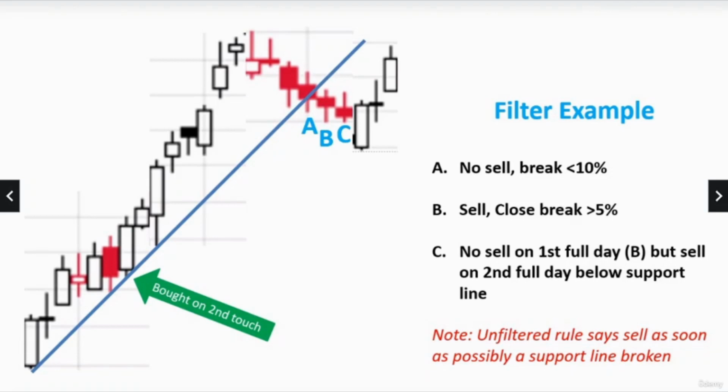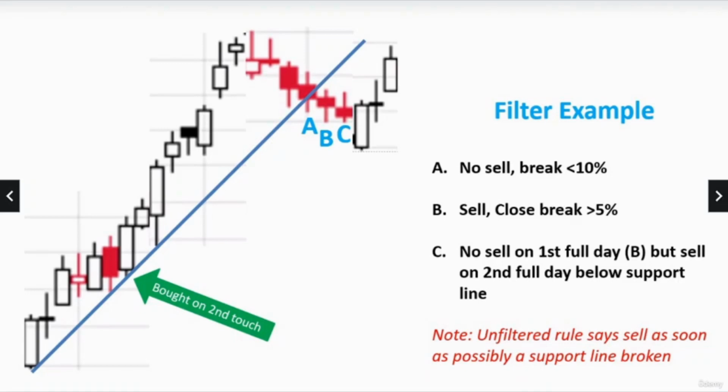And then if we were applying C, we would say, okay, we're not going to sell on the first full day because that's B. So let's say we're looking for a first full day of a full sell through, and that was our rule, our modifier, and we wouldn't sell on B, never would, because it's only the first day, but we will sell on the second full day that's below the support line. So again, our rule was the first full day.